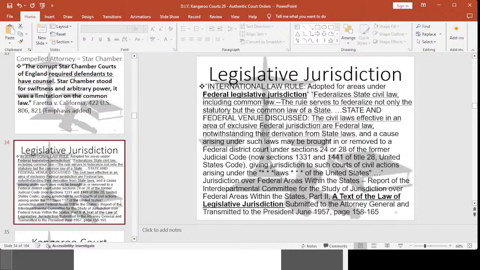including common law. The rule serves to federalize not only statutory, but the common law of a state. State and federal venue, discuss the civil laws effective in an area of exclusive federal jurisdiction or federal law, notwithstanding their derivation from state laws, and a cause arising under such laws may be brought in or removed to federal district court under sections 24 and 28 of the former Judicial Code, now sections 1331 and 1441 of Title 28, giving jurisdiction to such courts as civil actions arising under the laws of the United States.